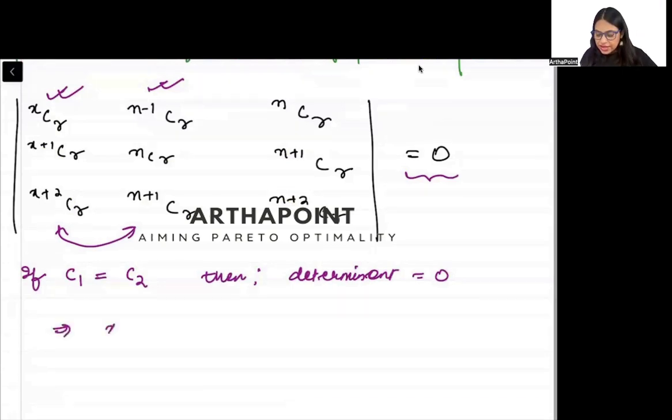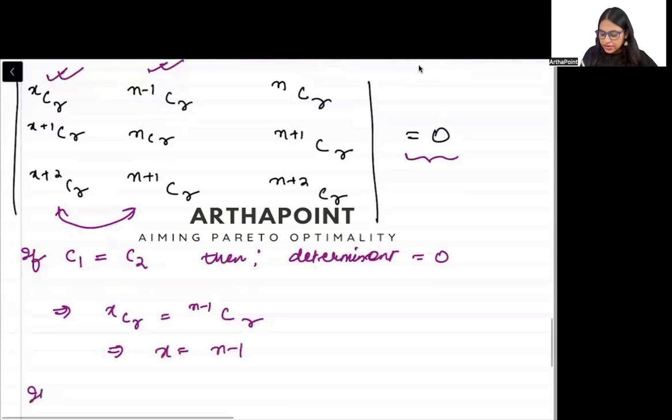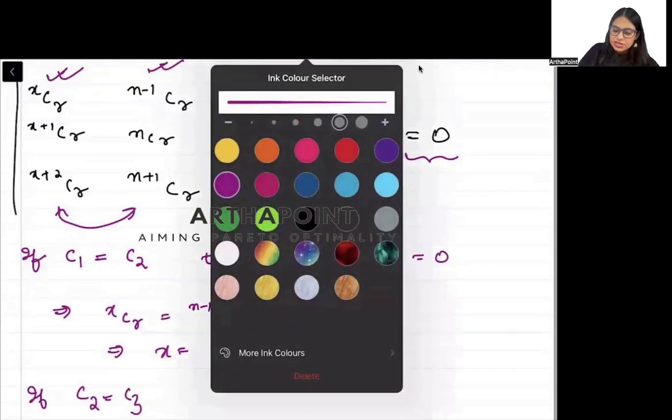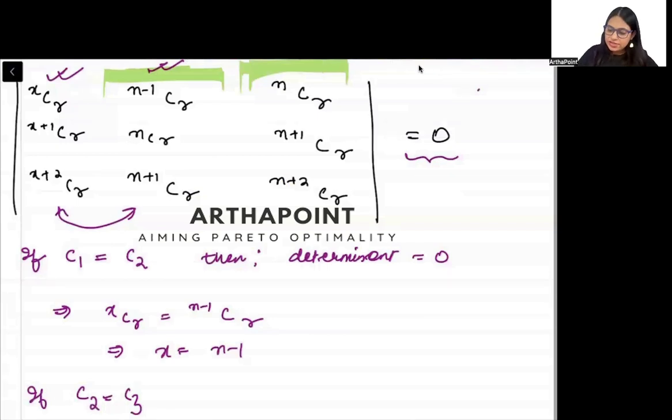So it means that xCr should be equal to n-1Cr. It means that x should be equal to n-1. तो भी determinant 0 हो जाएगा. The other part, when determinant can be 0, beta, when C2 will be equal to C3. When C2 will be equal to C3, then also determinant will be equal to 0. And when will that happen? This means n-1 will be equal to n. But is this possible? Not possible.